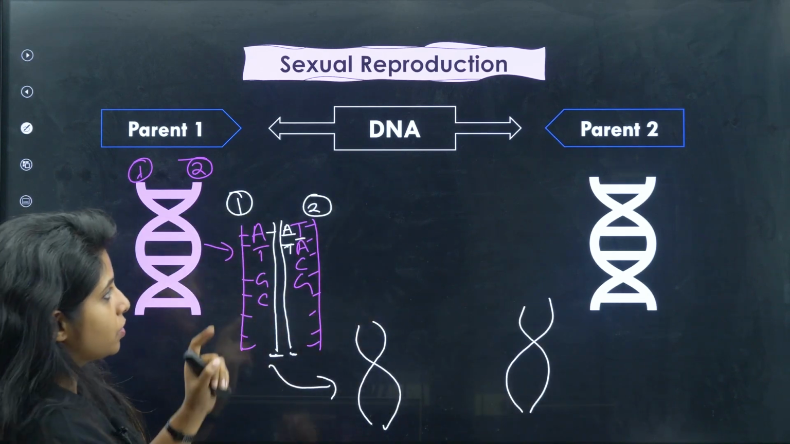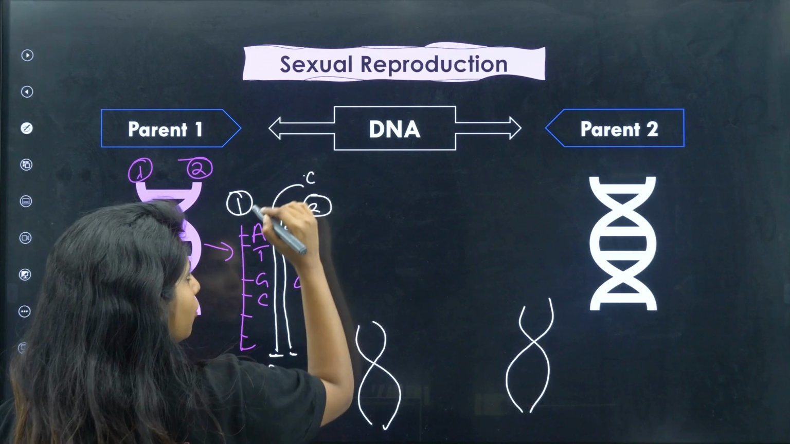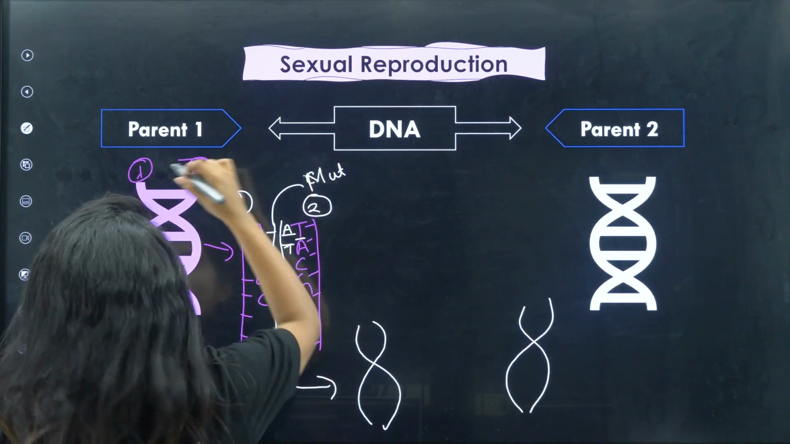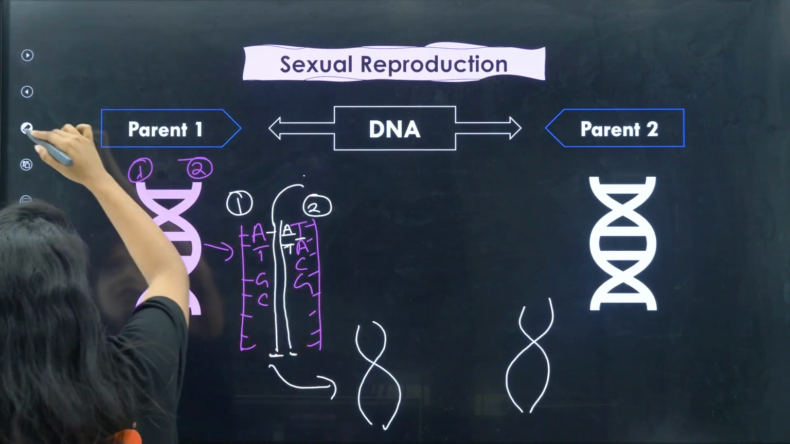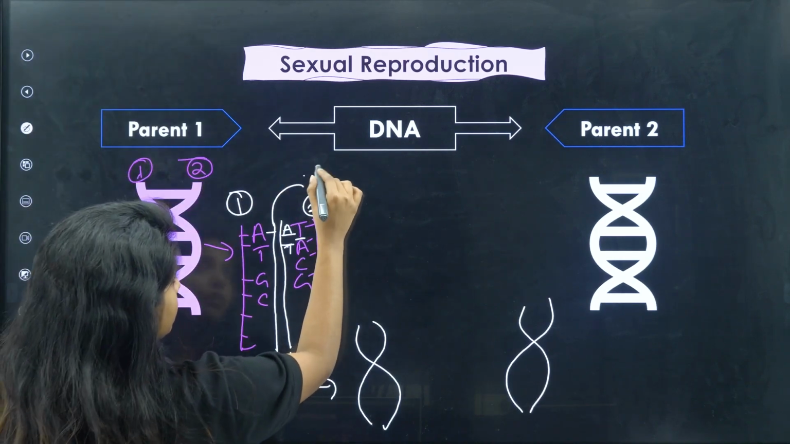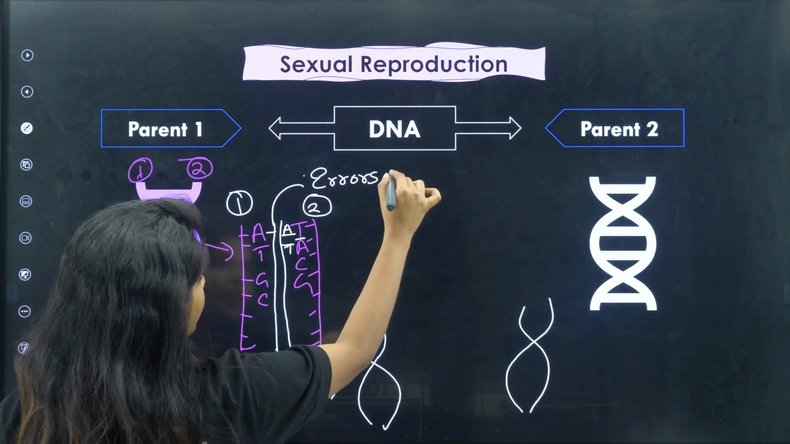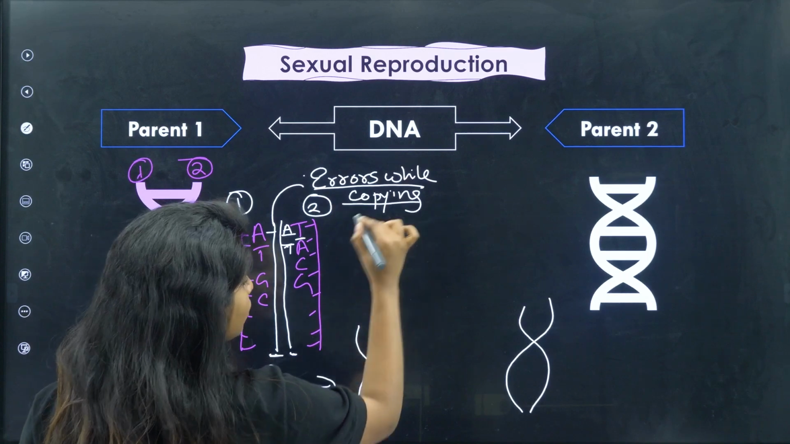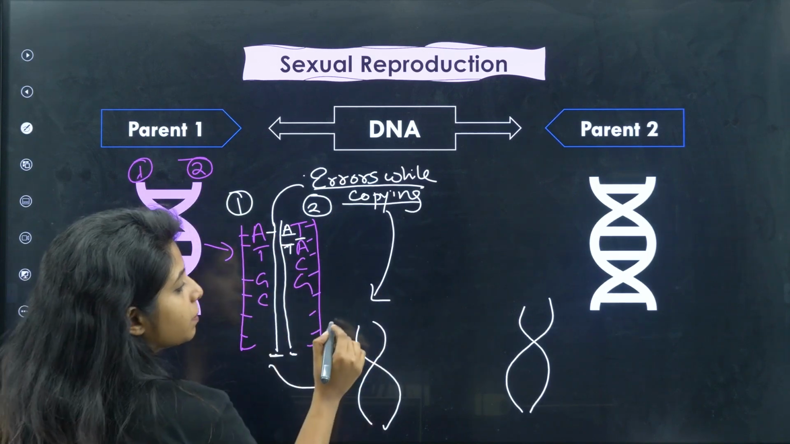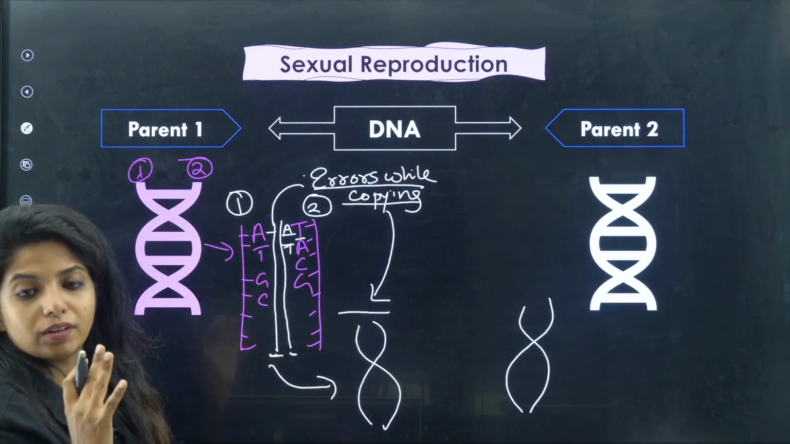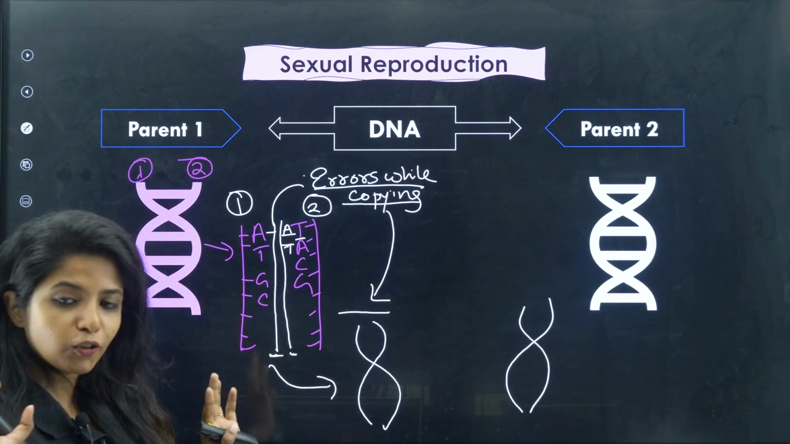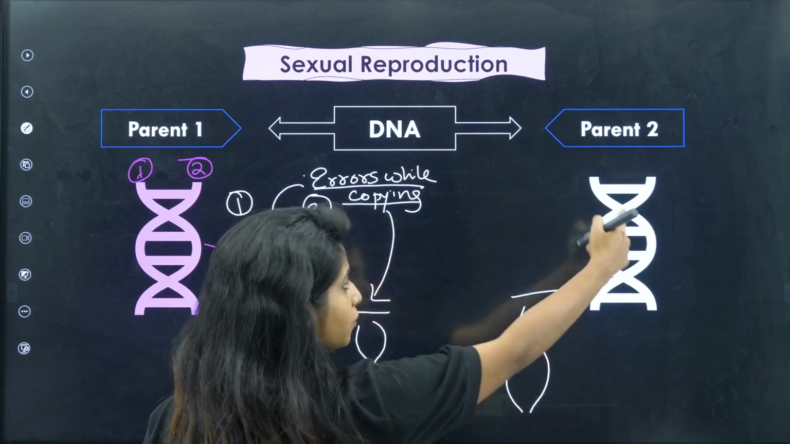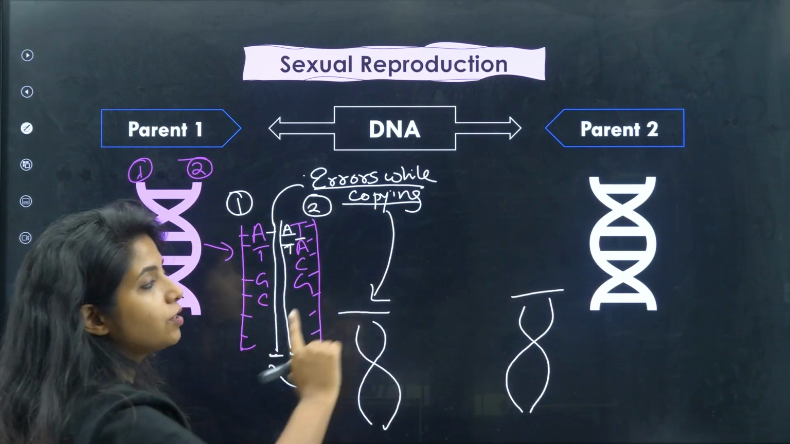Okay, and during this process there will be certain alterations, certain mutations, or probably certain changes. I'll write certain changes, errors while copying. Okay, there will be certain errors while copying, which is why this is not exactly similar, but most of the times it is like 90% similar. You can think like that. Okay, not exactly true, but yeah. Similarly, here also it would be somewhat different from the parent, and here also errors would be there while copying.